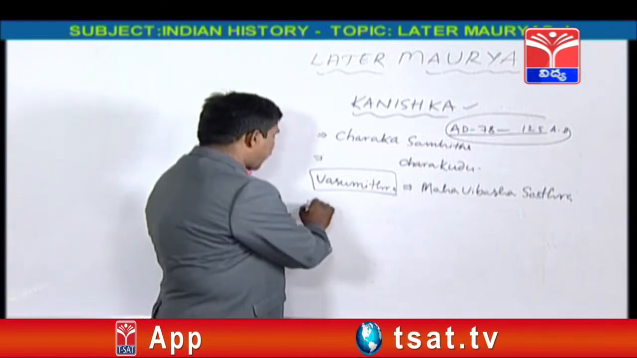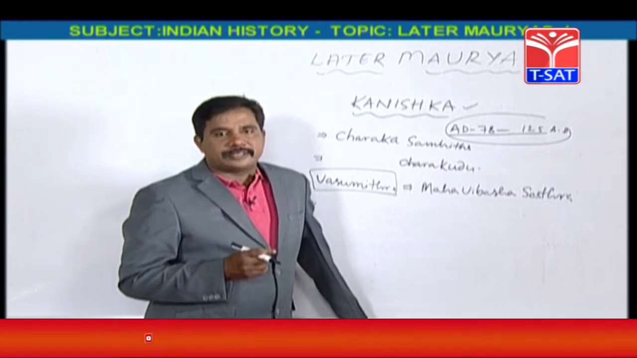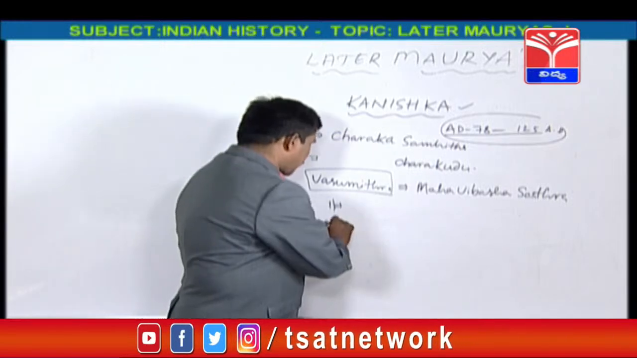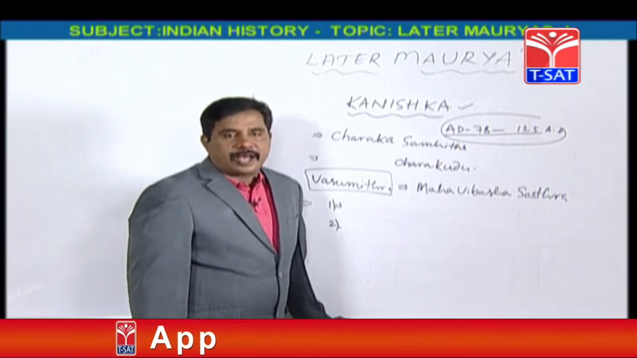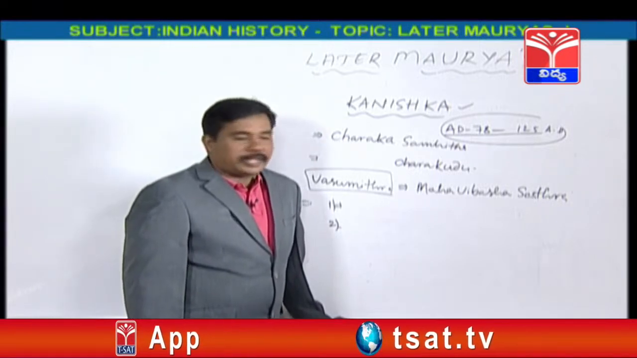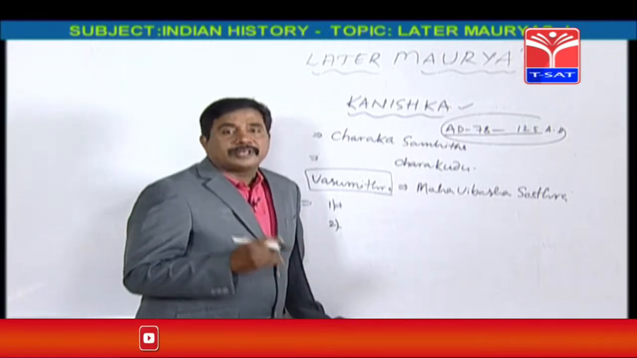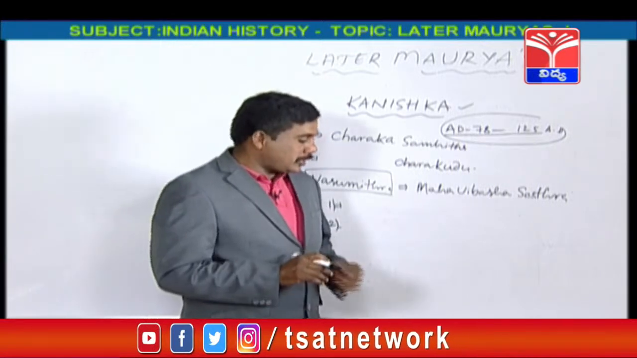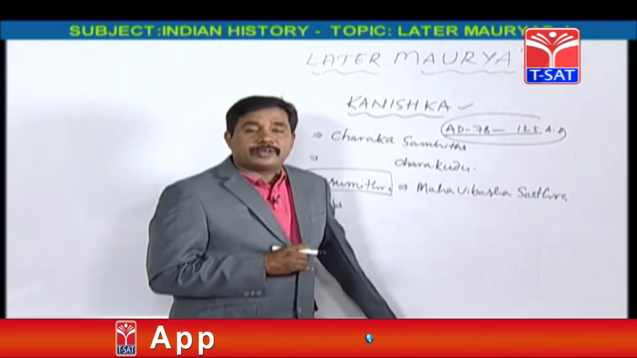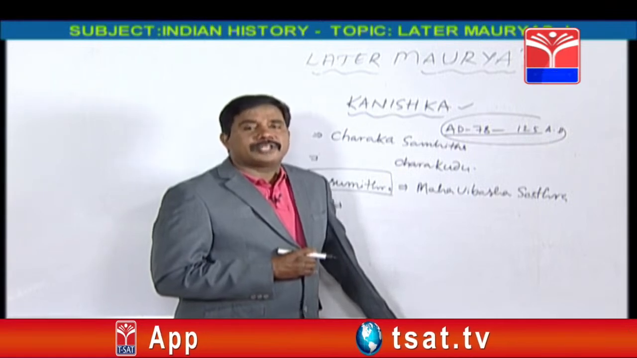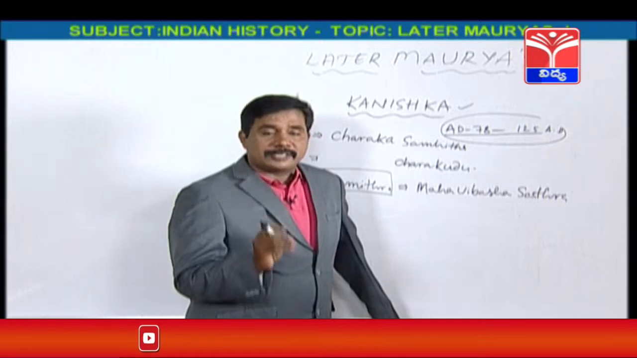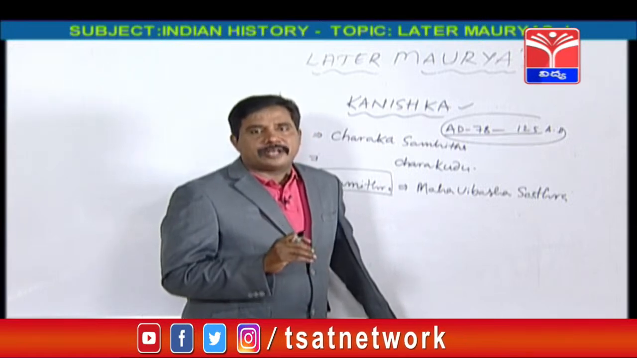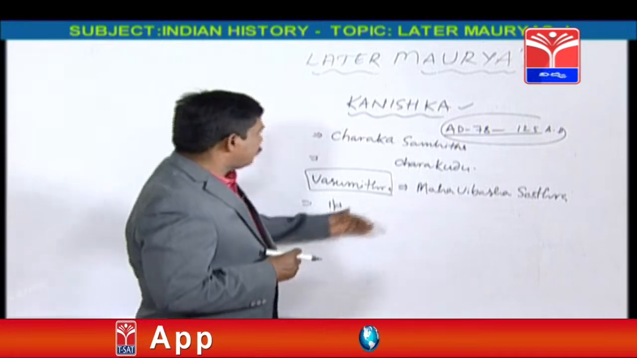Kanishka has important titles. The first one is Devaputra. The second title is Caesar. He is also called the second Ashoka, and Parameshwara. He has these titles. Especially the title Devaputra comes often in examinations, so we should remember who has the title Devaputra. So Kanishka has the titles Devaputra, Caesar, second Ashoka, and Parameshwara.